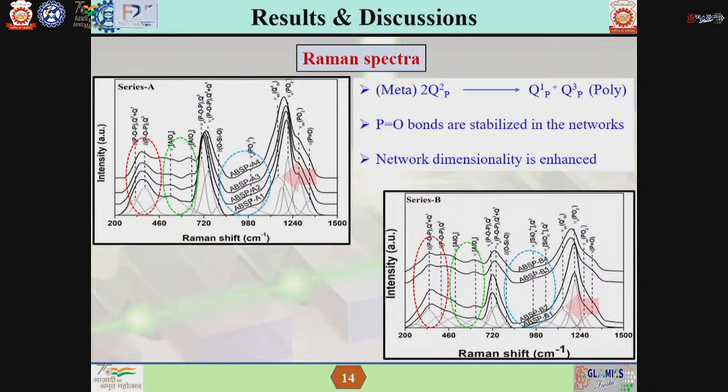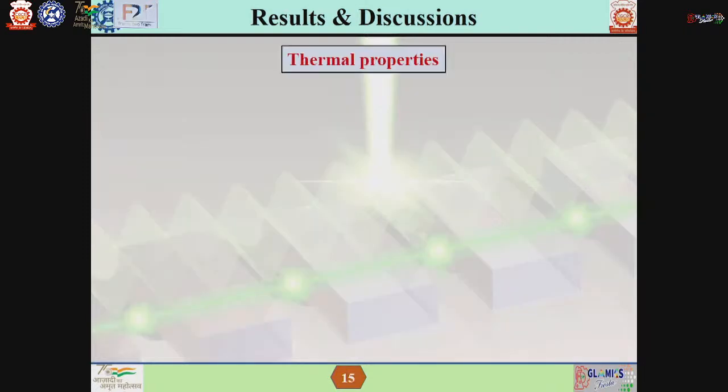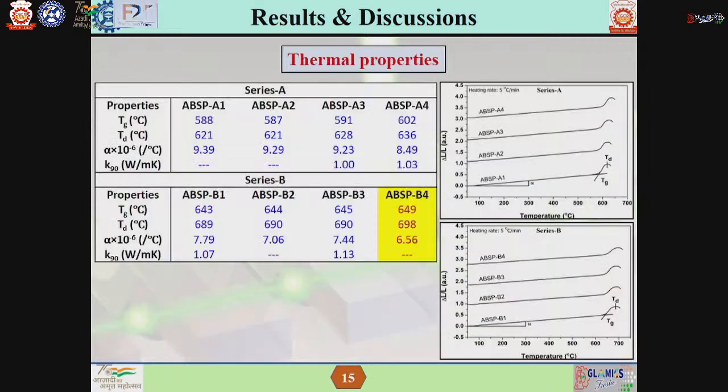Actually, the metaphosphate glass network is gradually converted to polyphosphate by the formation of Q1P and Q3P, and as the Q3P units are formed, the P-O bonds are stabilized. At the same time, AlO4 and SiO4 are incorporated in the network, so network dimensionality is also increased. Now, if we look at the thermal properties, from the first series to the second series it is improved, and with incorporation of silica, it is further increased.